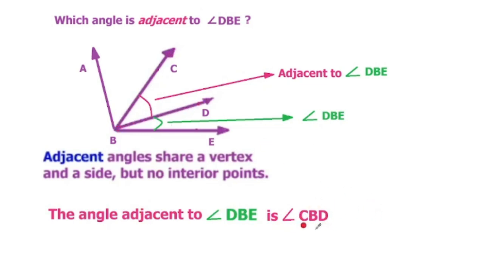That's how you write it, CBD. The vertex is in the middle. And that's it. That's all there is to adjacent angles.